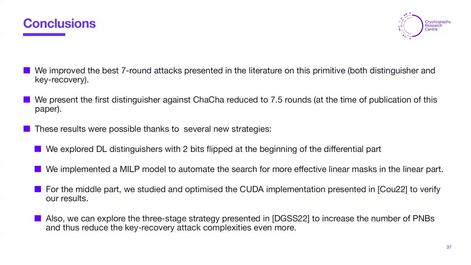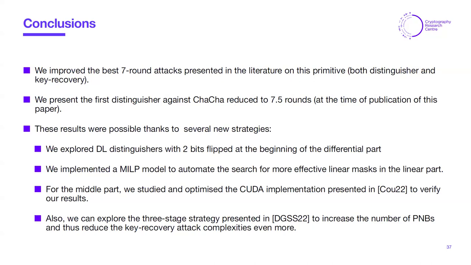Okay, then the conclusions. We improve the best 7-round attacks presented in the literature, in distinguishers and also in key recovery attacks. We were the first to go beyond seven rounds, so we reached 7.5 rounds for differential linear distinguishers. And these results were possible thanks to our exploration of two active differences at the beginning of the differential linear distinguisher.